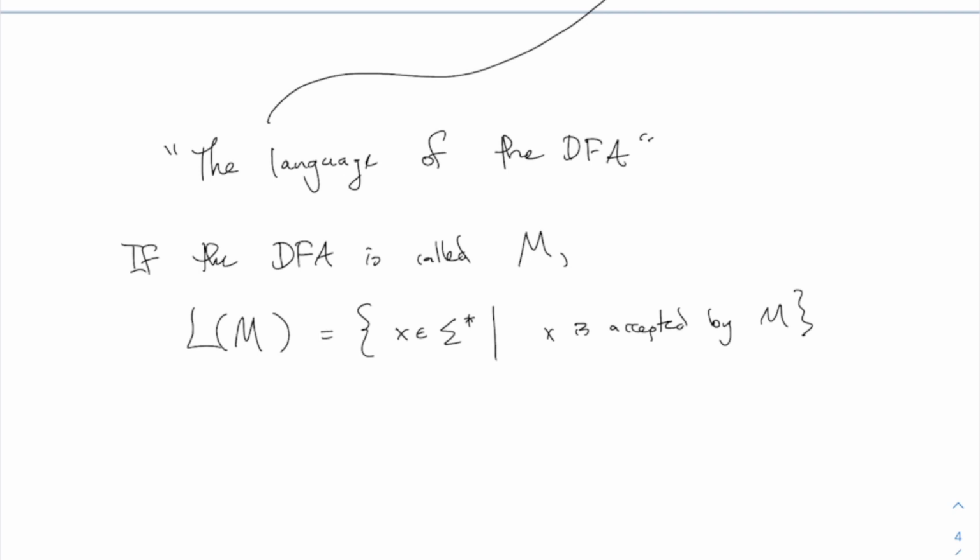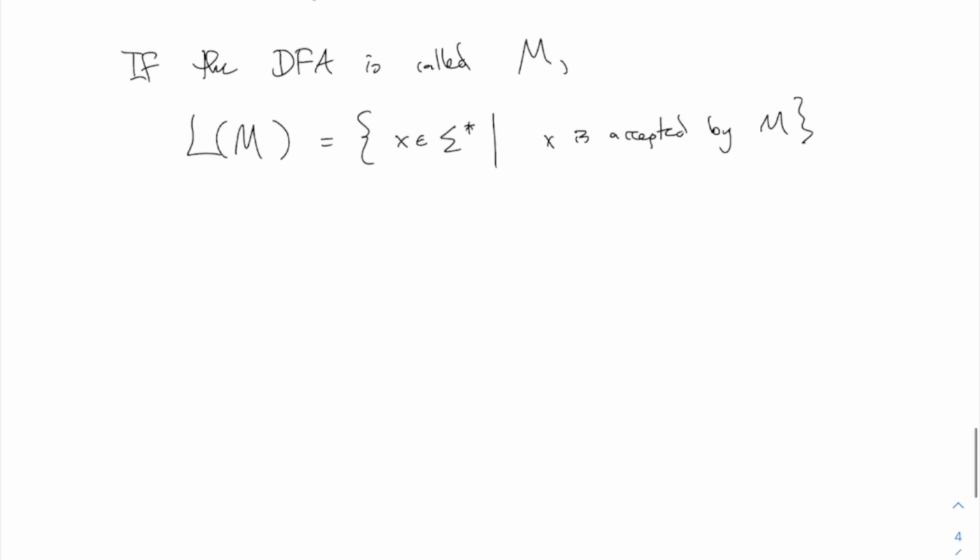Because I was trying to ask this question, what kinds of languages can be the language of a DFA? Like the language of all prime number length strings is not the language of any DFA. Or that thing with the A's, number of A's equals the number of B's, that's not the language of any DFA at all either. There's a term for that. So this is an important definition.